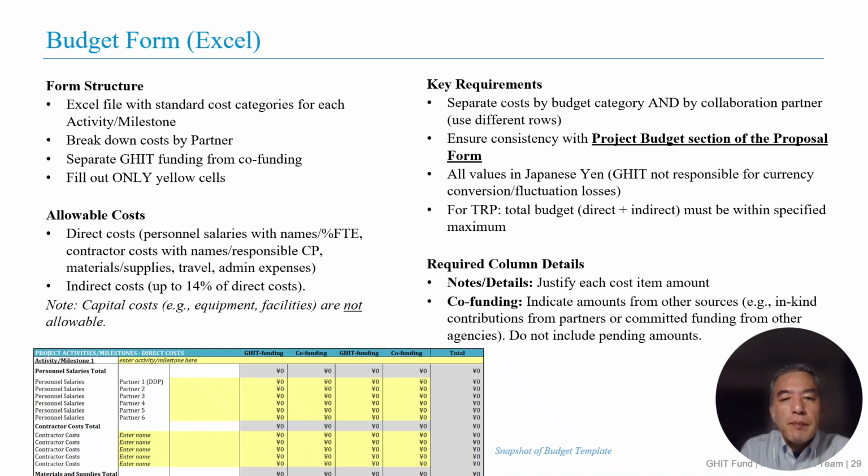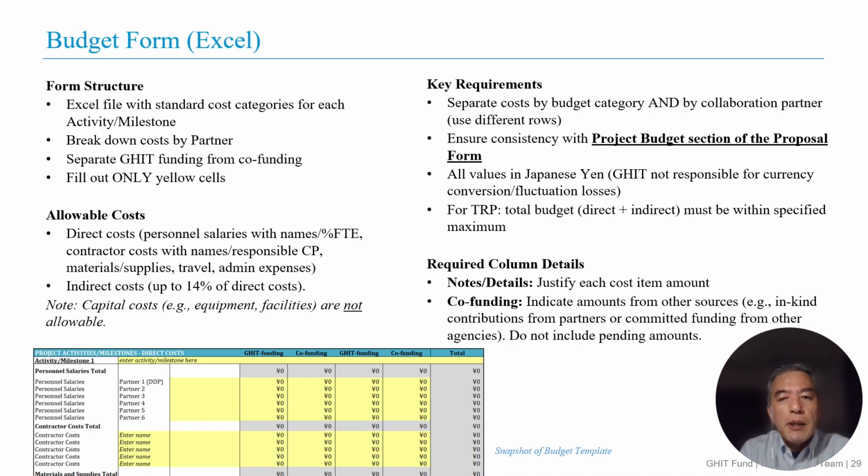Contractor costs can be requested. The names of the contractors must be provided. The collaboration partner's responsibility for managing each contractor must be identified. Other allowable costs include materials and supplies, travel and accommodation, and administrative expenses. Indirect costs are allowed up to 40% of the total direct cost.